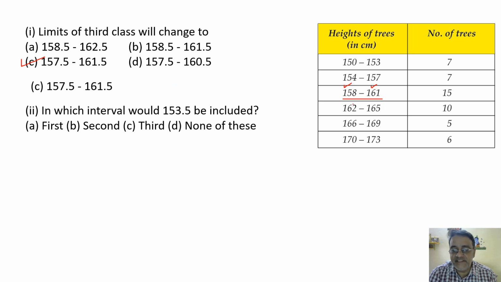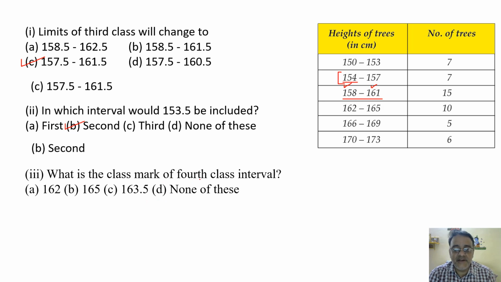So 153.5 लोअर लिमिट यहाँ पर आ रहा है. ठीक है, 153.5 ये इसमें 0.5 माइनस करेंगे तो that means second interval. Okay, the correct option is option B. Now what is the class mark of fourth class interval? The fourth class interval is this one.